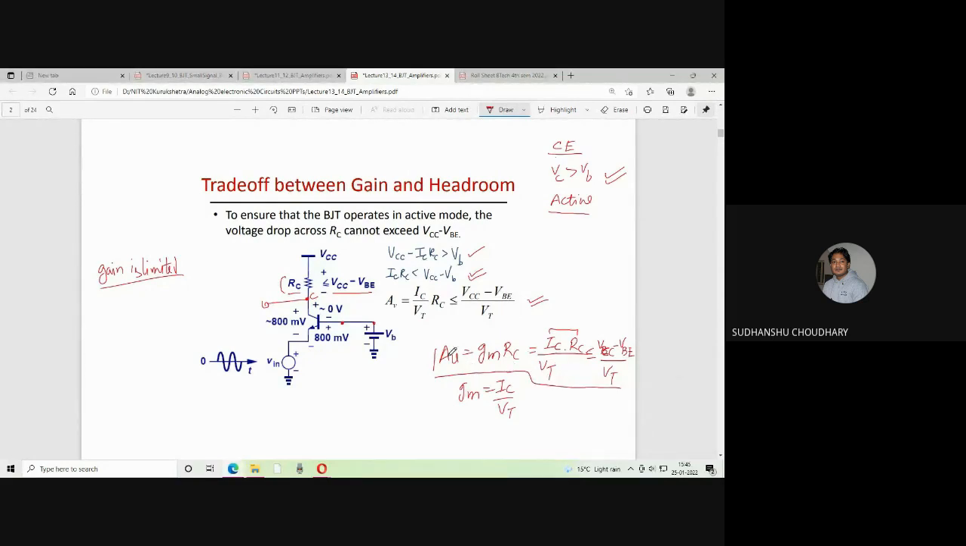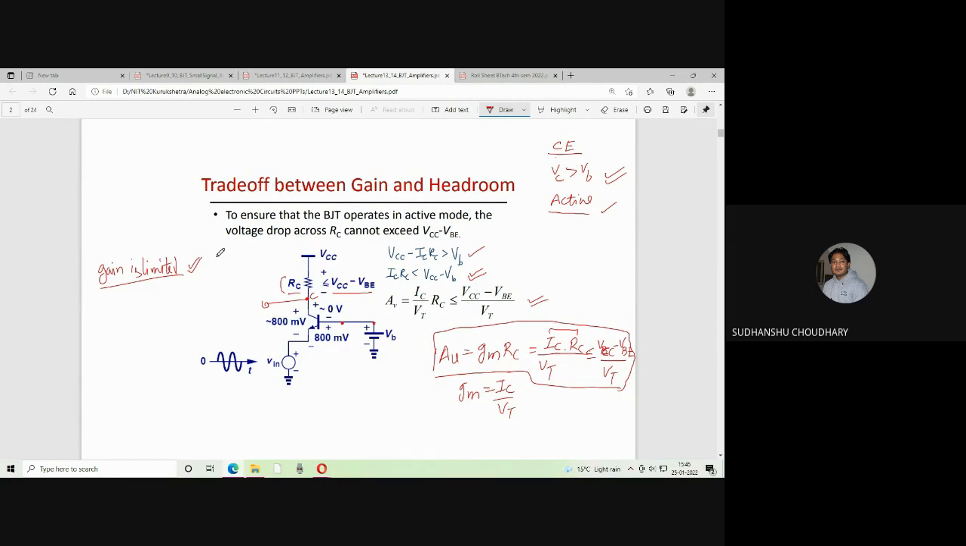The reason is the same: we want to keep the collector junction at a higher potential than the base to keep the BJT in the active region of amplification. So that means gain is limited here.